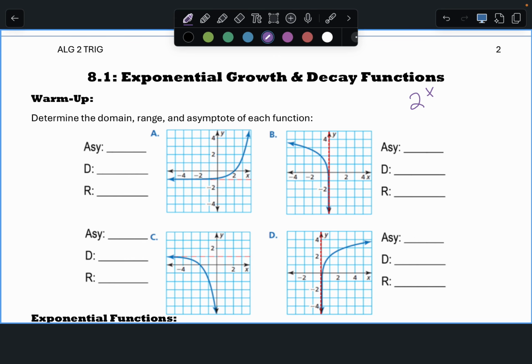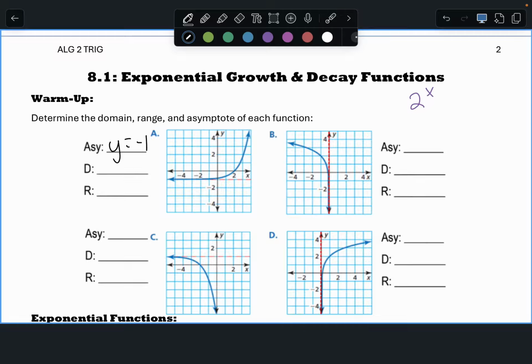The red line here, if we use Hoy-Vux, is that a y equals or an x equals? Y equals, and what value is that at? -1. So y equals -1.